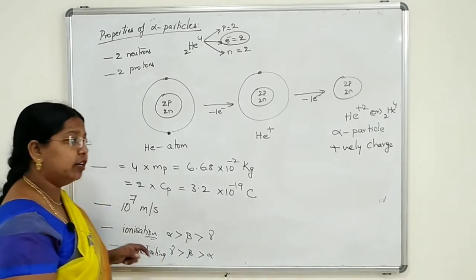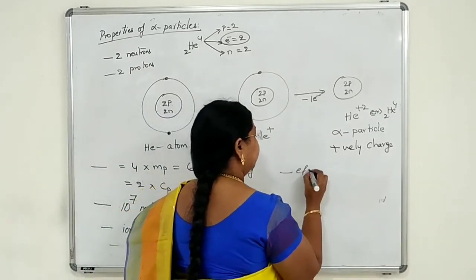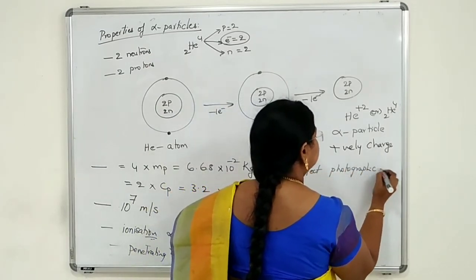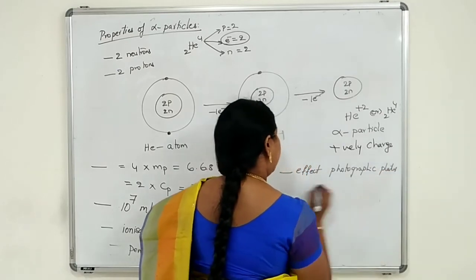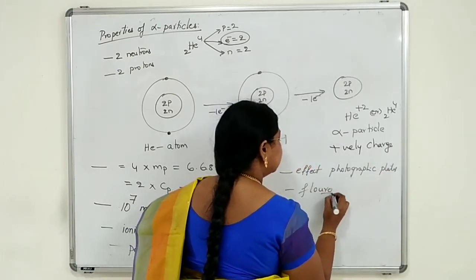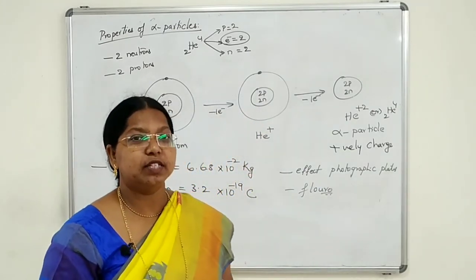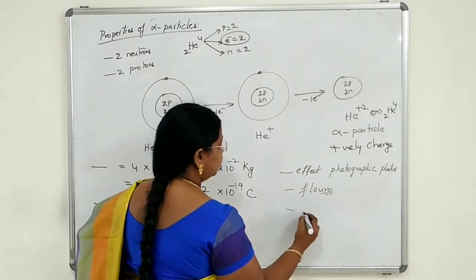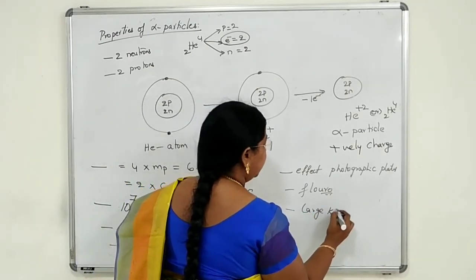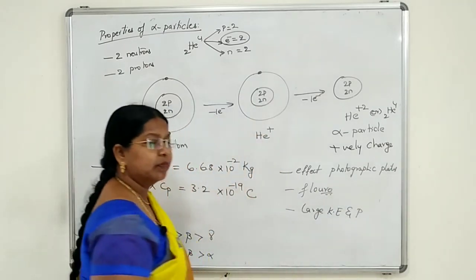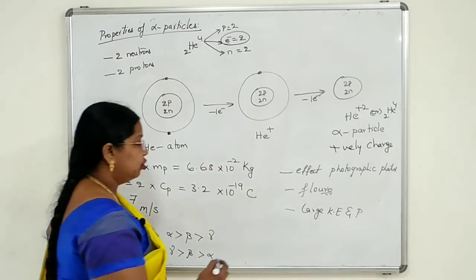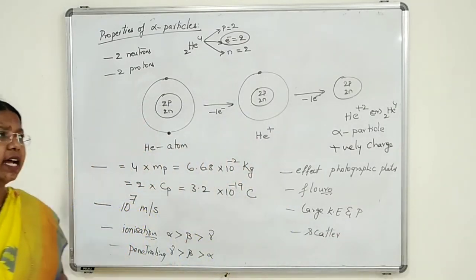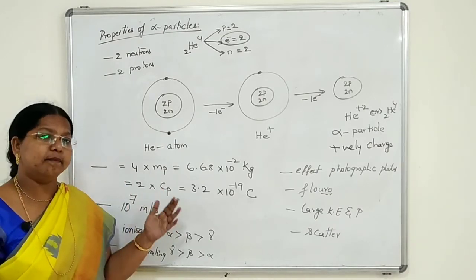They affect the photographic plates. And they give fluorescence with fluorescent substances. So they all have high kinetic energy, large kinetic energy and momentum. They scatter. It shows the effect of scattering. So all these are the properties of alpha particle.